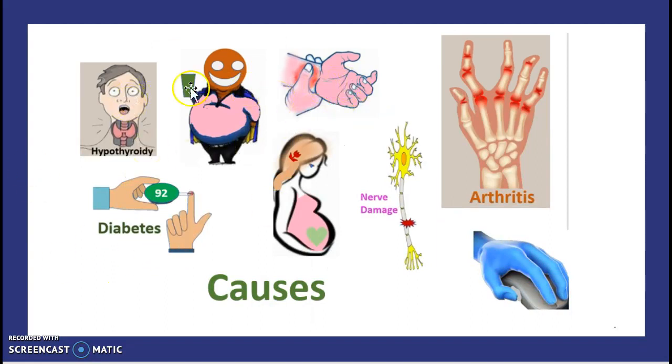So yeah, just remember all of these. If you can associate every single one of these with an image, for example, pregnancy, nerve damage, rheumatoid arthritis, obesity, etc. If you can remember every single one of these, you'll be good for the causes.